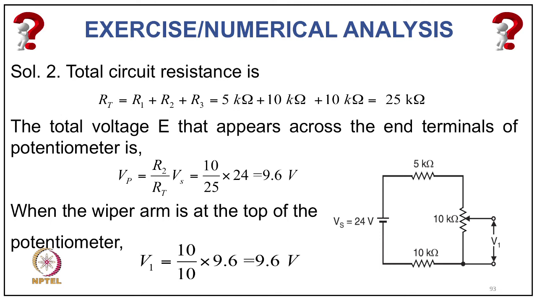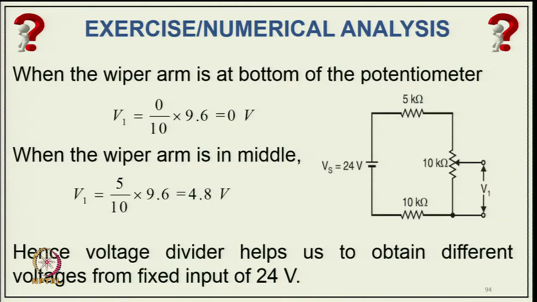A correction here: the total voltage appears across the end terminals of the potentiometer. So, Vp will be R2 upon RT into Vs, that is 10 upon 25 into 24, which is 9.6 volt. When the wiper arm is at the top of the potentiometer, V1 will be 10 upon 10 into 9.6 volt. When the wiper is at the bottom of the potentiometer, it will be 0 upon 10 into 9.6, that is 0 volt. When the wiper arm is in the middle, it will be 5 upon 10 into 9.6, that is 4.8 volt. Hence, the voltage divider helps to obtain different voltages from the fixed input voltage of 24 volt.